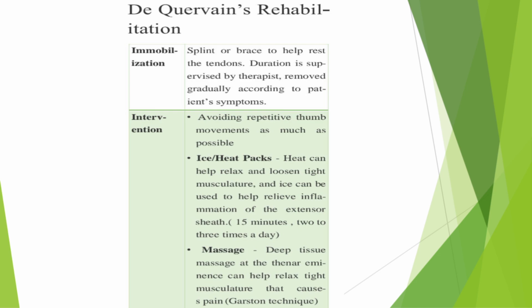De Quervain rehabilitation. First we have immobilization, as we read in previous lectures also. Splints or braces help to rest the tendon. The duration is supervised by the physiotherapist and the splint is removed gradually according to the patient's condition. Intervention we do is avoiding repetitive movement of the thumb. We also go for ice or heat pad. If the condition is acute, we do icing.